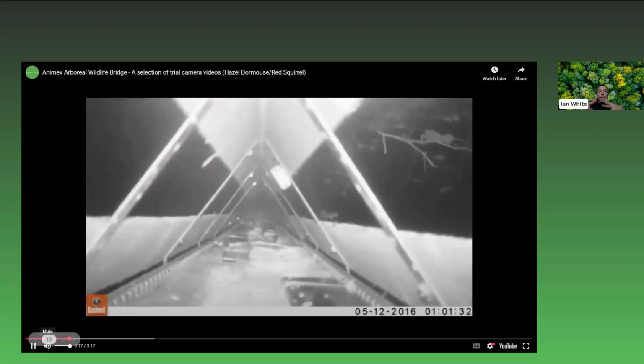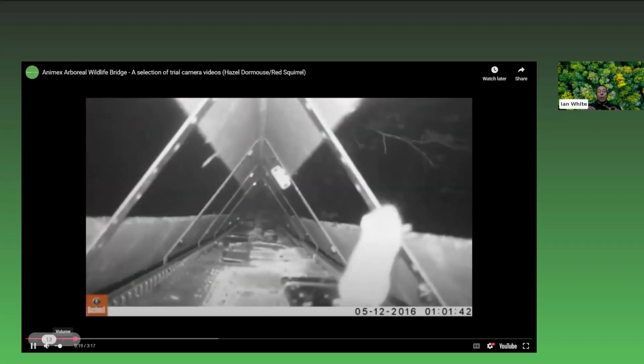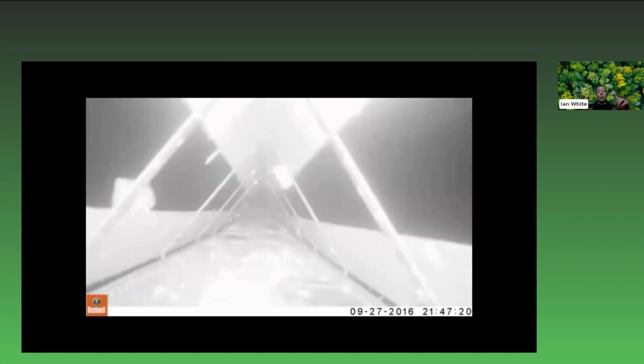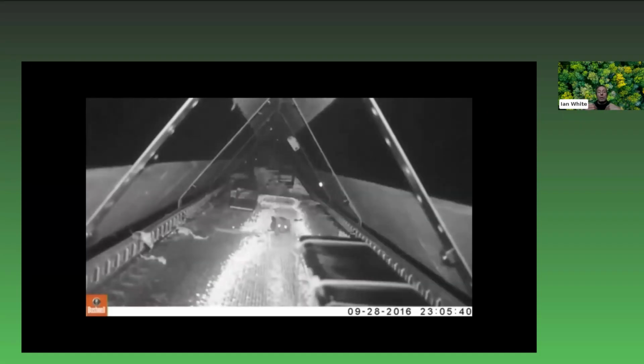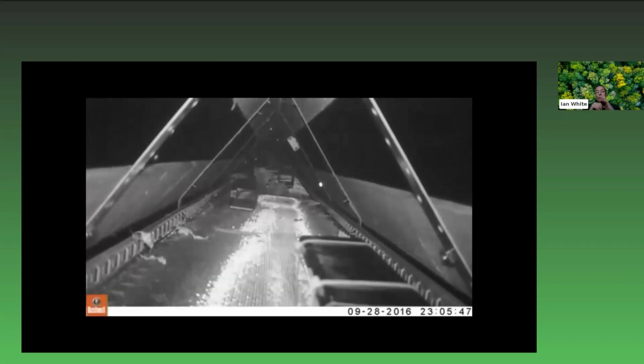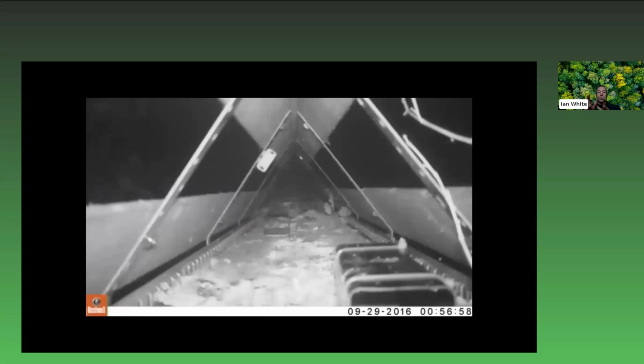the bridge. The triangular structure that we use, this was copied from a Japanese design. And I think one of the attractions of this design, rather than having a metal mesh tube, was that there's multiple ways that dormice can traverse the bridge, either on planks at the side, or on the platform at the bottom, or on the ridge at the top. So there's multiple ways they can cross the bridge, and also there's multiple access points as well.